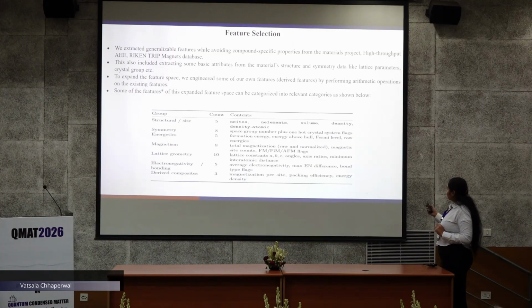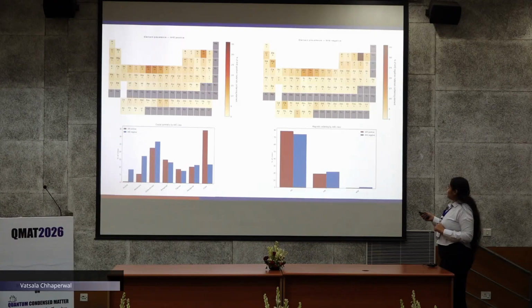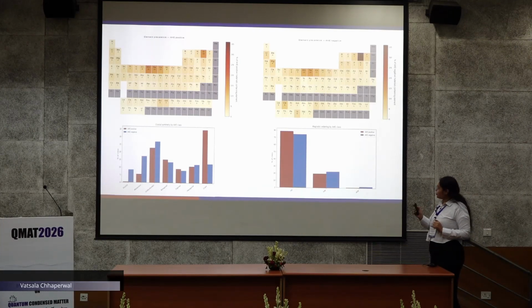Later, coming to the feature selection, we divided the features into seven different classifications: structural and size count, symmetry, energetics, magnetism, lattice geometry, electronegativity and bonding, and the derived composites that were designed by us, which are the engineered features. So this is the EDA that was performed.